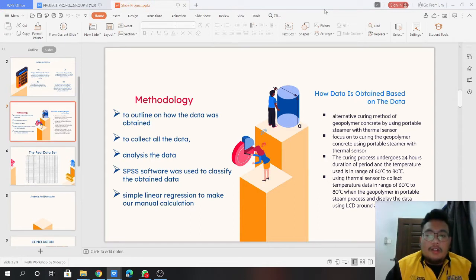Her project used the thermosensor to collect temperature data from the steamer process in the range of 60 Celsius to 80 Celsius over around 24 hours, and then displayed it by using an LCD to show the collected temperature data from the steamer.